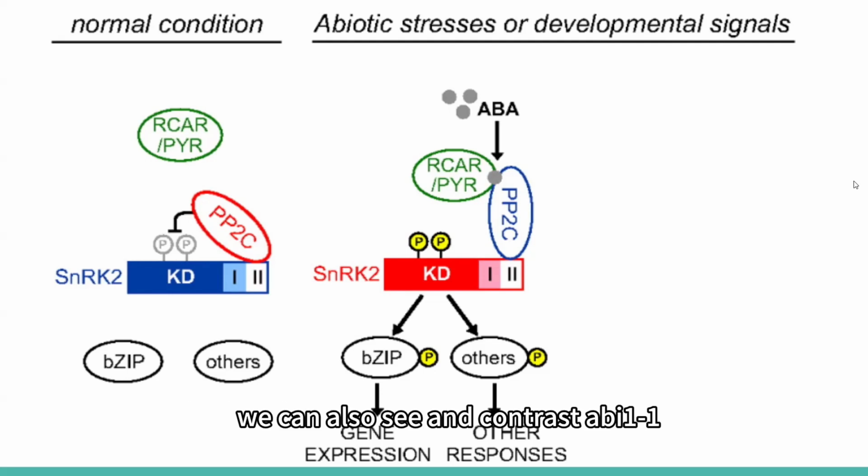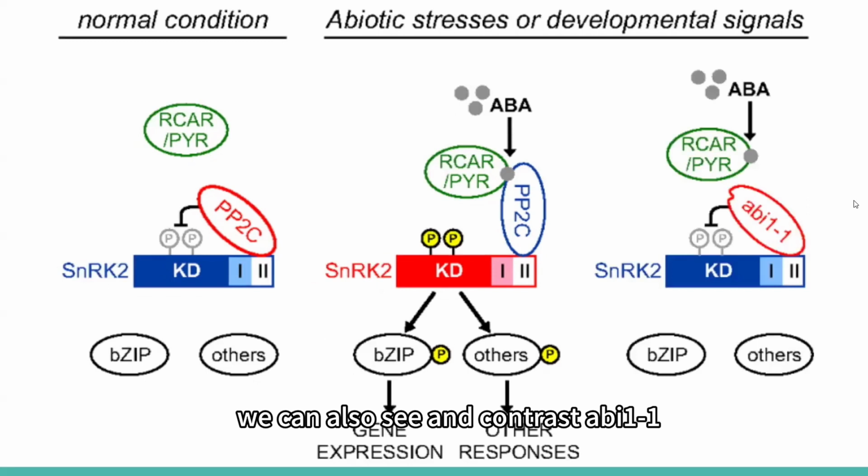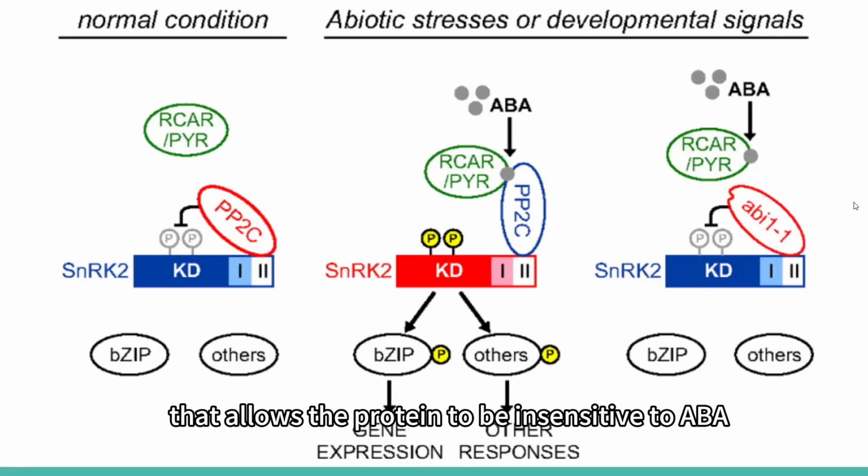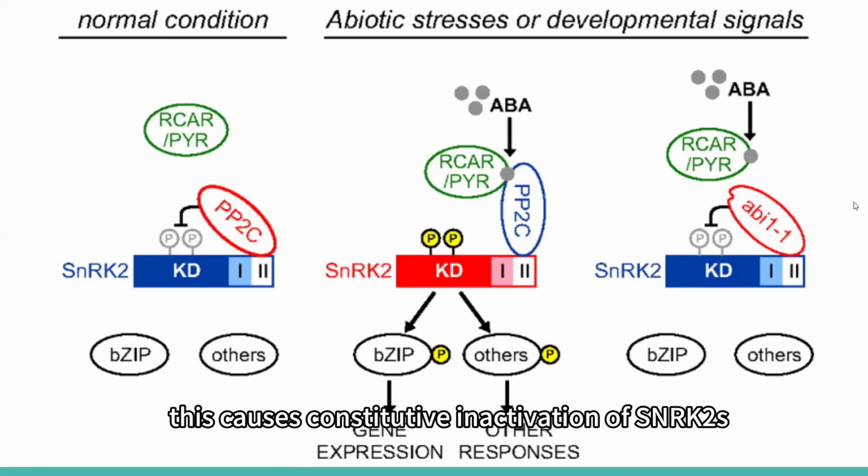We can also see, in contrast, ABI1, also a subfamily of PP2C proteins, is a dominant mutation that allows the protein to be insensitive to ABA binding. This causes constitutive inactivation of SnRK2s.